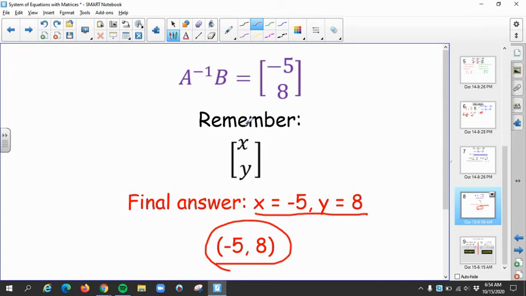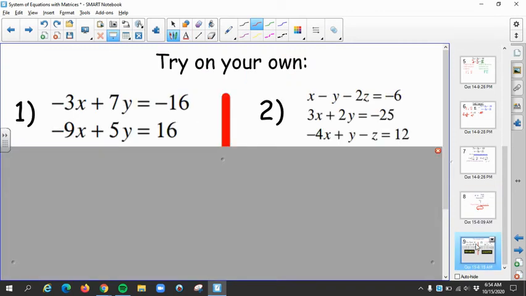Or you could leave your answer as a matrix and put -5 over 8, which is why it's important that we keep our numbers and our letters in the same order back in step 1. Otherwise, you could get a different answer as your result. Let's try a couple examples on your own. So I encourage you in this part of the video to pause the video. So let's try number 1. Pause the video and try to set up your matrix.